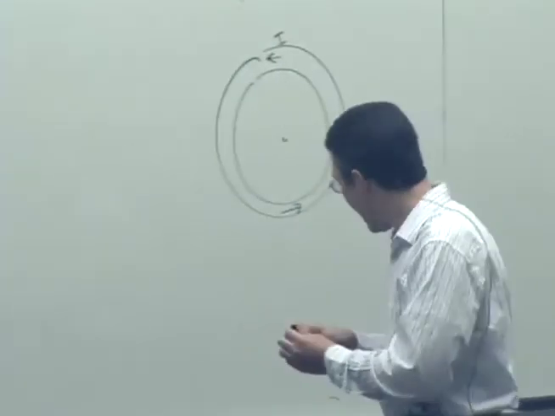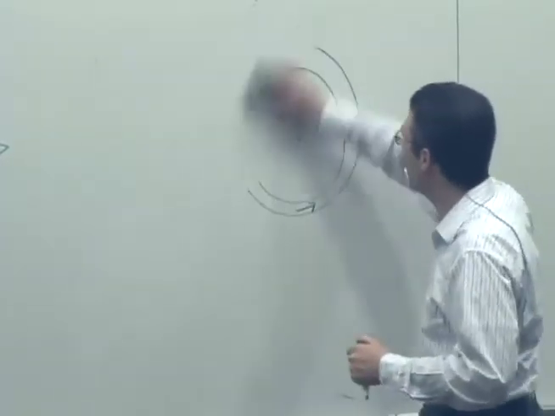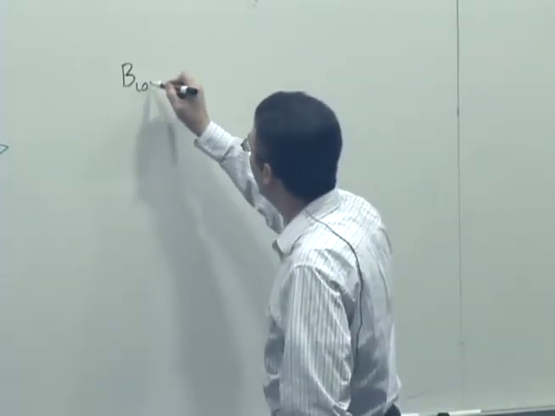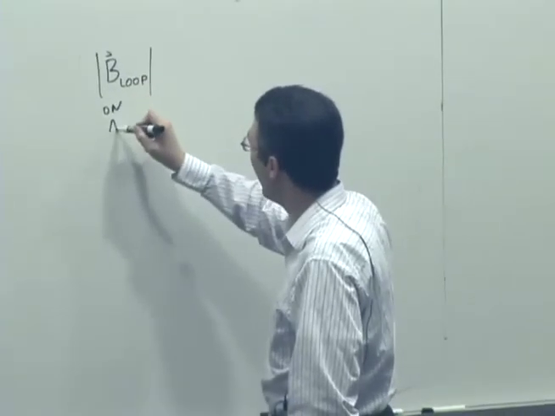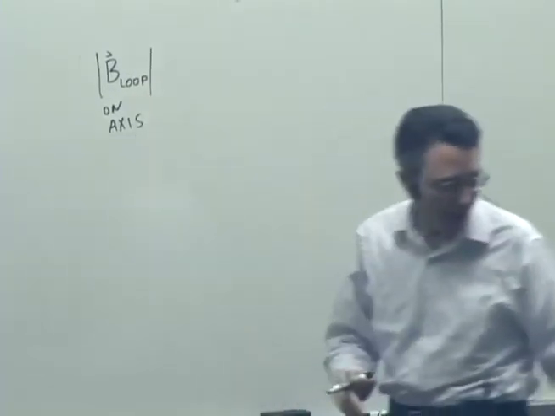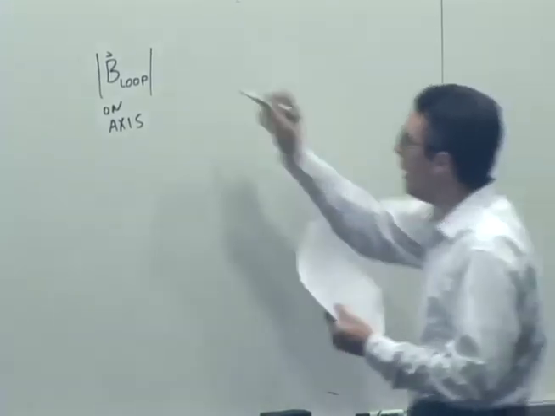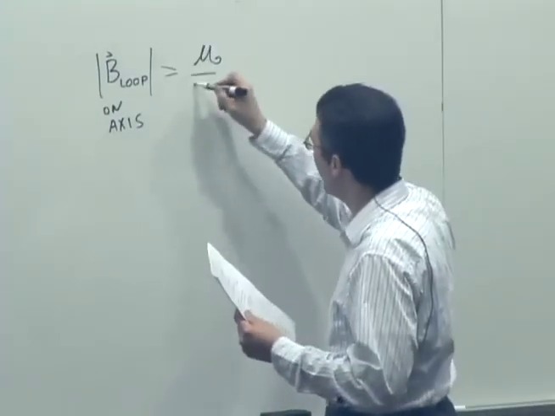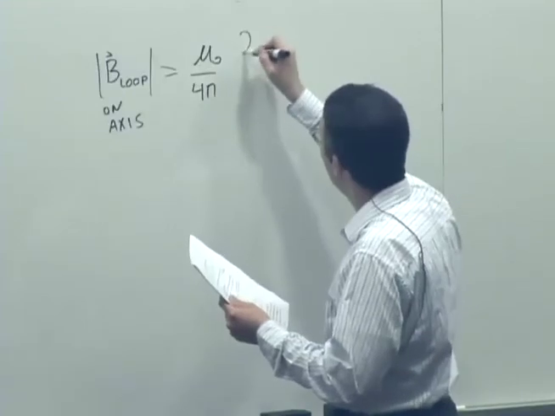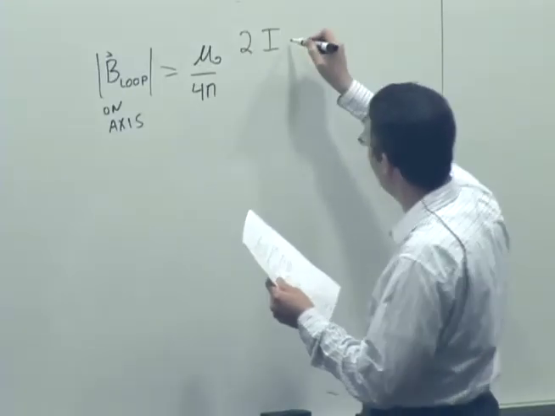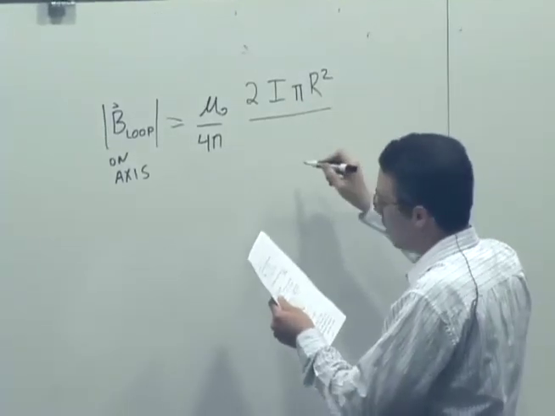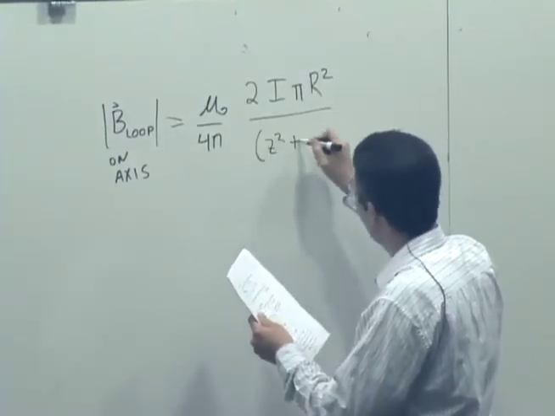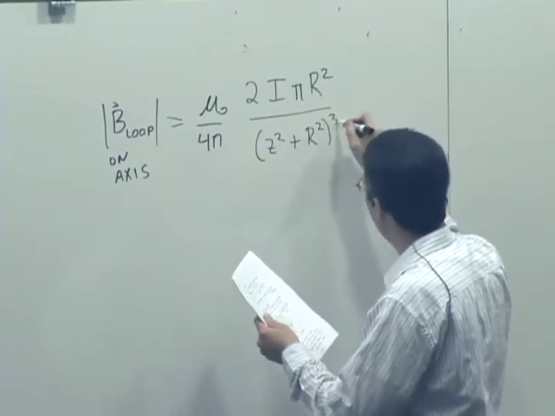So we worked this out. We found a formula for this. So the magnetic field of a loop we're talking about, on that center axis, on the axis that goes through the center of the loop, that magnitude was mu naught over 4 pi times 2 times the current in the loop times pi r squared over z squared plus r squared to the 3 halves.